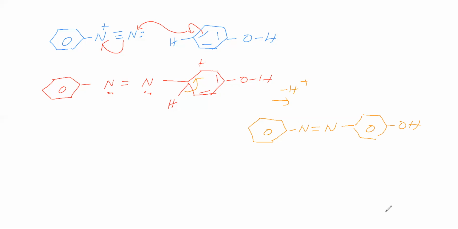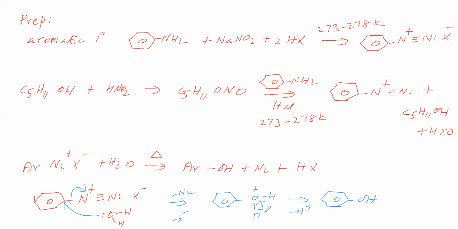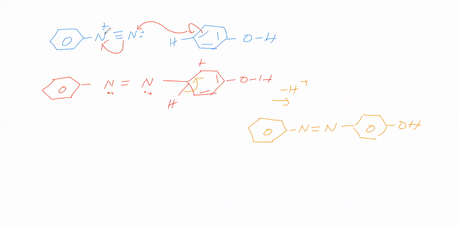So to avoid this coupling reaction, what we have to do is add some acid. If we add some acid, that coupling reaction will be avoided. Otherwise, that coupling reaction will be possible. So, on adding acid, how is the coupling reaction avoided? If you add acid, this coupling reaction is avoided, we are saying.